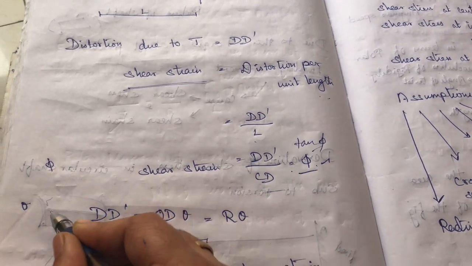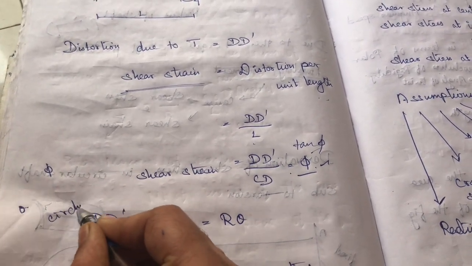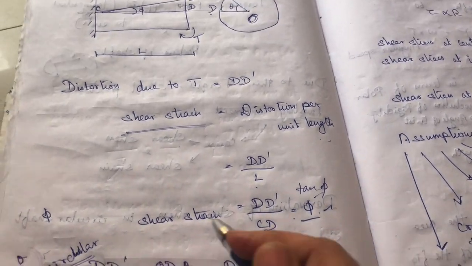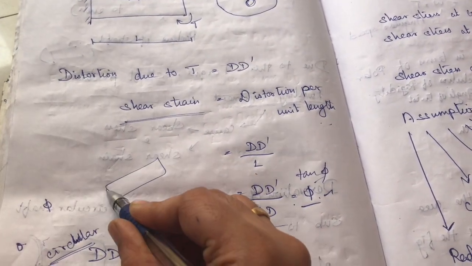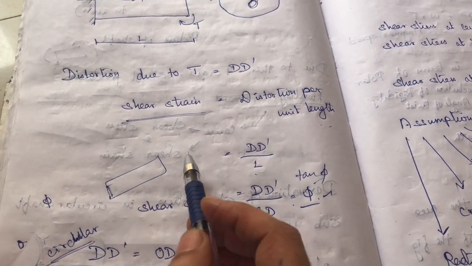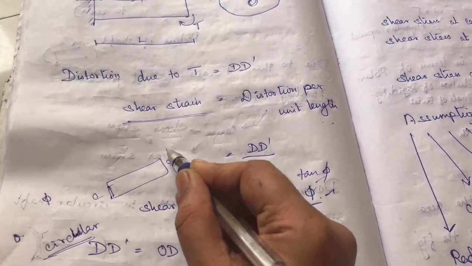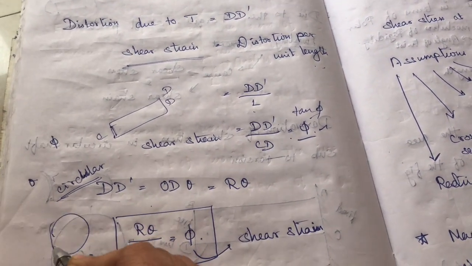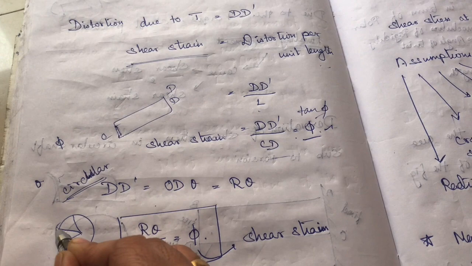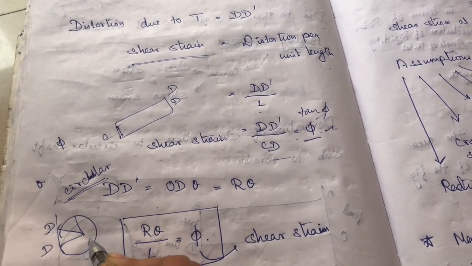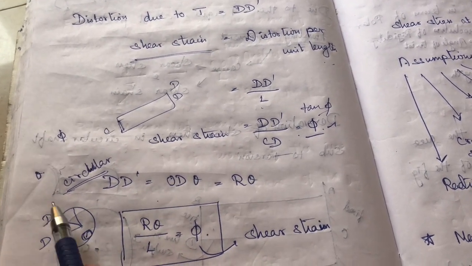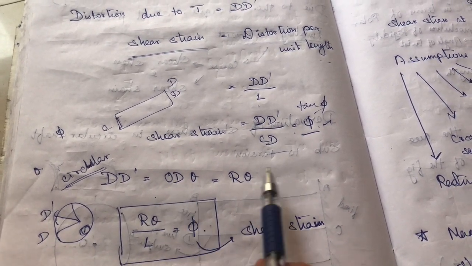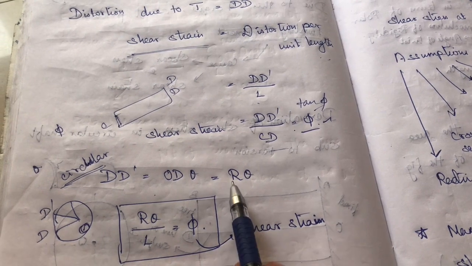So this is for the circular part. This is for the circular part, and this thing is for the whole shaft. Considering the whole shaft, C, D, D' means this is the thing, and here this is a circular part. D, D', O, right? So according to this, DD' will be equal to R into theta, like OD into theta. OD is nothing but R.